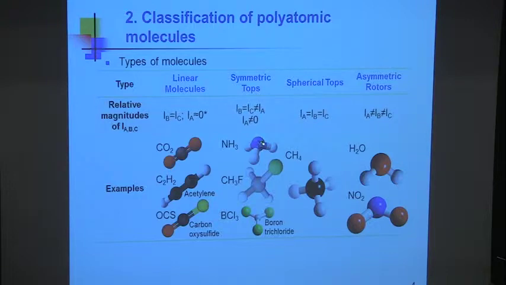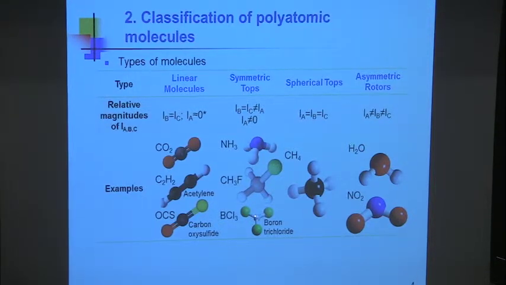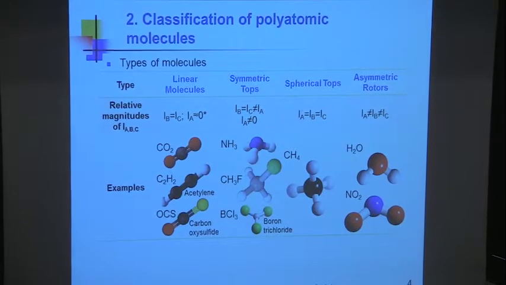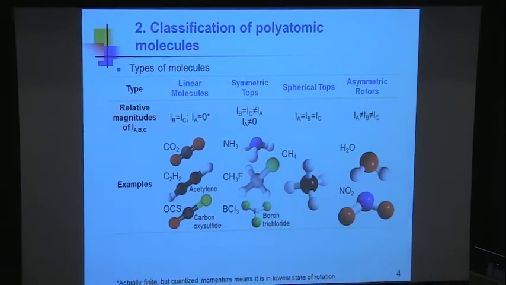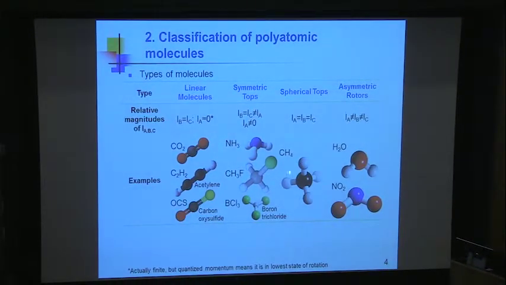These are some examples. Ammonia, which I had on my first slide, is like 3 things sitting on the floor with one thing pointing up. It's like a tripod. Or methyl fluoride, the same thing, only with the additional atom up here. And boron trichloride, which is in a plane. Those are all examples of symmetric tops. And then there's the spherical top. We use methane as an example. And then there's the asymmetric rotor case, which actually is the biggest category and the hardest category. Water is an example. NO2 is another one.